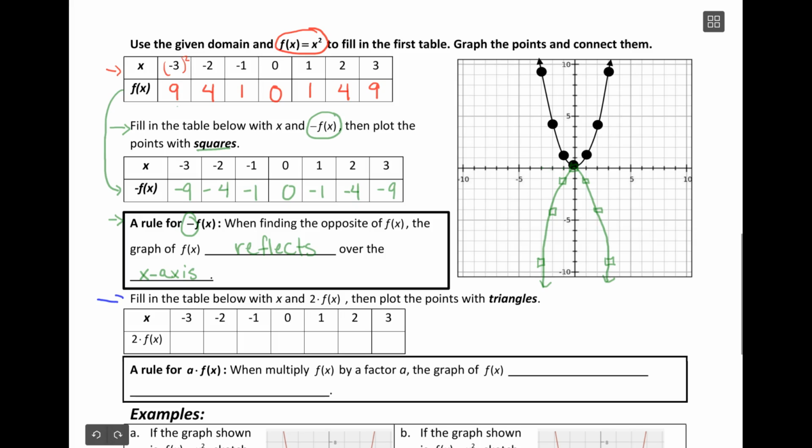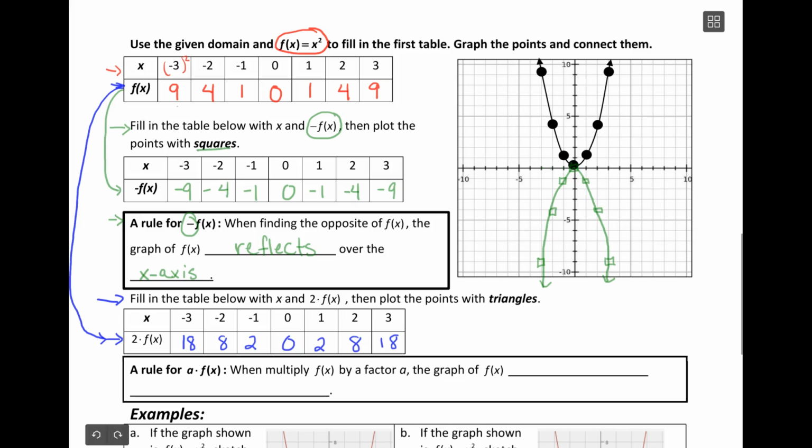All right, let's look at this next one we're going to do. So this time we're going to multiply our f of x's by 2. So we're going to take all of those original values and we're going to multiply them by 2. So our first one's going to be 18. Okay, 4 times 2 is 8. 1 is going to be 2. 0 stays 0. And then we get 2, 8, and 18 again. So remember, I'm using these original f of x's, and I'm multiplying them all by 2.